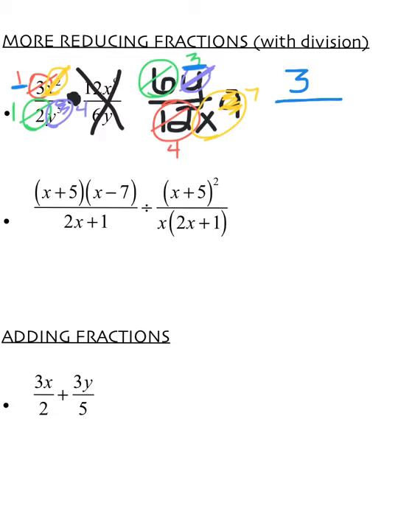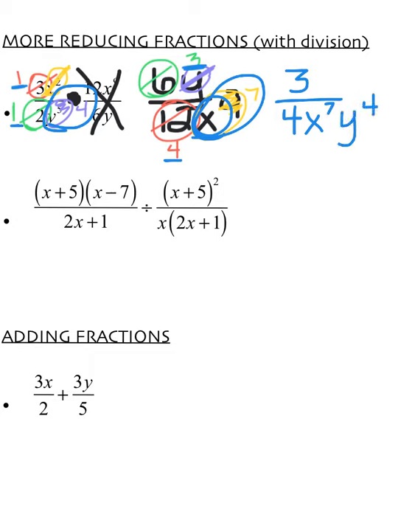On the bottom, number-wise, I have a 1 times a 4, so I have a 4. And then I have a y to the 4th and an x to the 7th, I'm sorry, x to the 7th. So this would become x to the 7th, y to the 4th. And then I would double check and make sure I can't cancel anything out because I only have that 3 up on top. There's really nothing else I can do here.